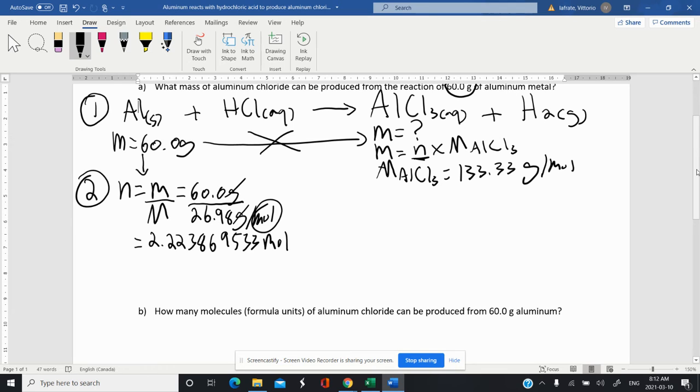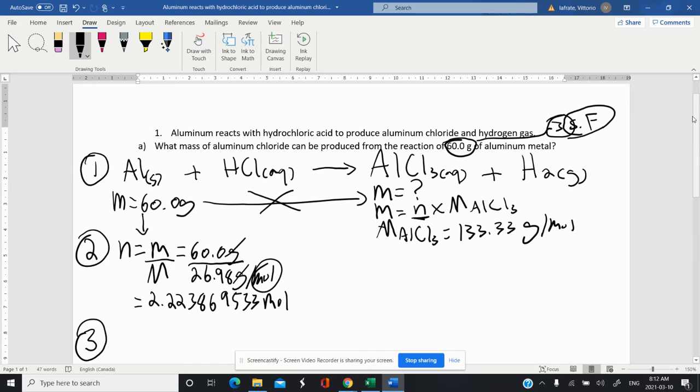And so what I'm going to do next is I'm going to write a mole ratio for what I'm comparing, aluminum to aluminum chloride. So one thing you'll notice that I forgot to do right off the bat is I didn't balance my equation. So if I continued like this, and I made a mole ratio with it not being balanced, my answer would have been off.